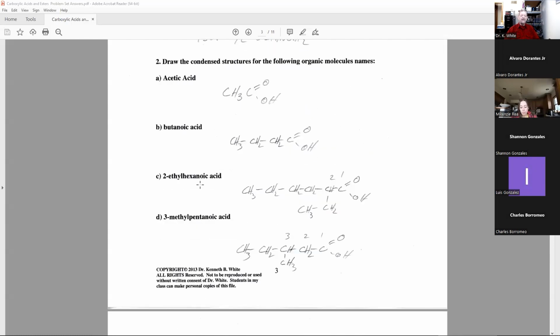Now here, if we look at C, how do you decode this to know what to draw? Start from the right, move left. OIC acid means carboxylic acid. That were E, 6 carbons, including the carbonyl carbon. On carbon 2 is an ethyl group.